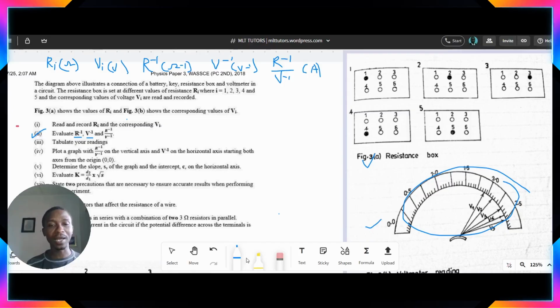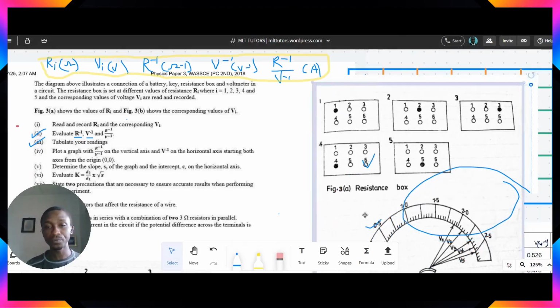So this is what our table is supposed to look like. We already have the table, we just have to put the values. Now moving forward to Roman figure 3: tabulate your readings. So to tabulate our readings, let's get our table.